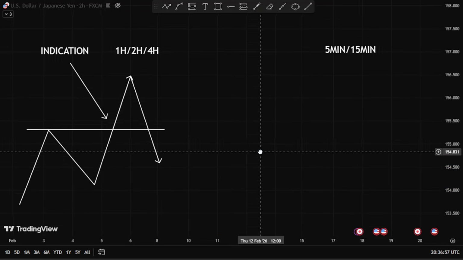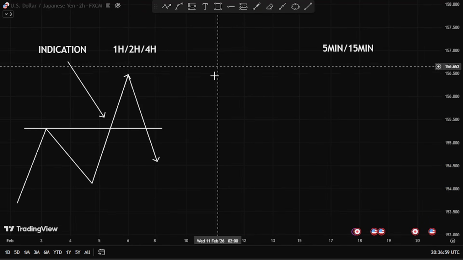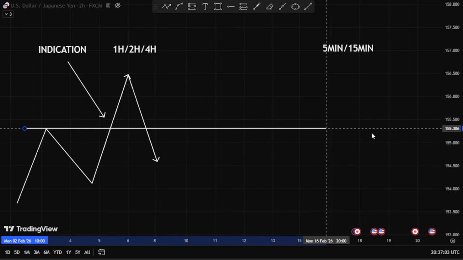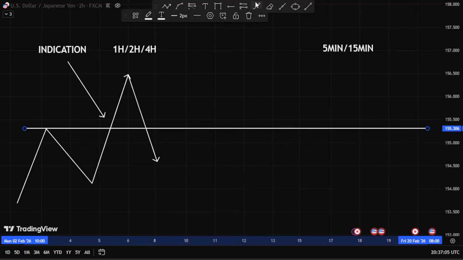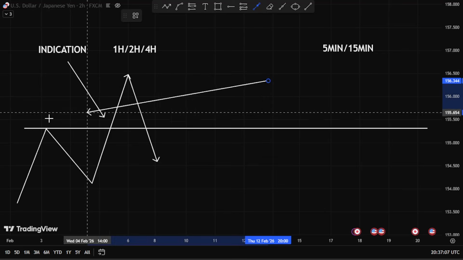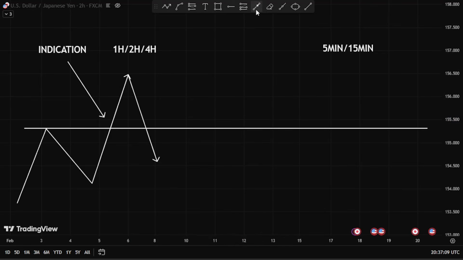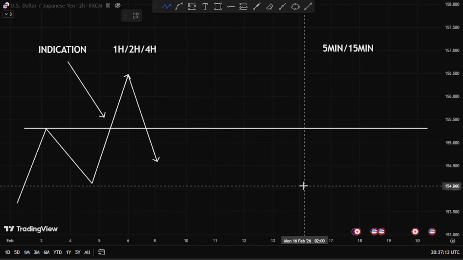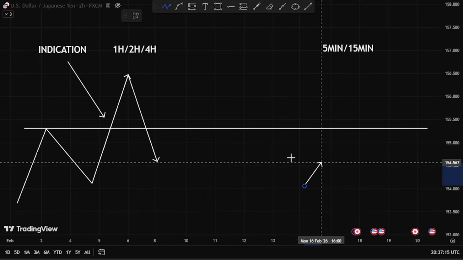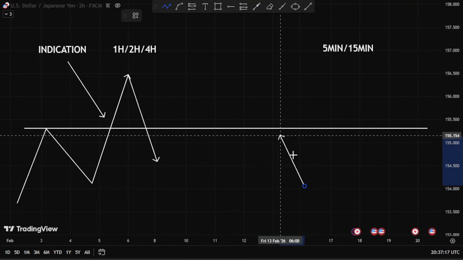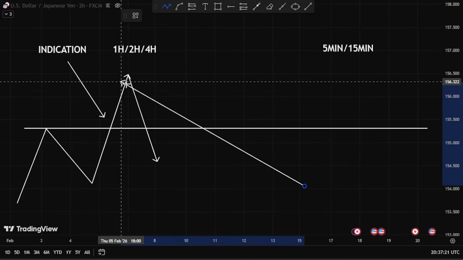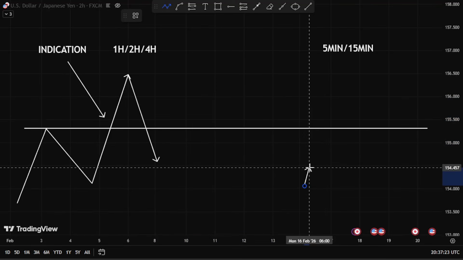Okay, so now let's assume that this is the line here. This is the level where sellers are seated. Okay, so this is that swing level. Now let's assume that on the lower time frame, the movements that I'm going to make right now are the indication on the lower time frame. Now like I said before, this indication will look like a trend on the lower time frame.